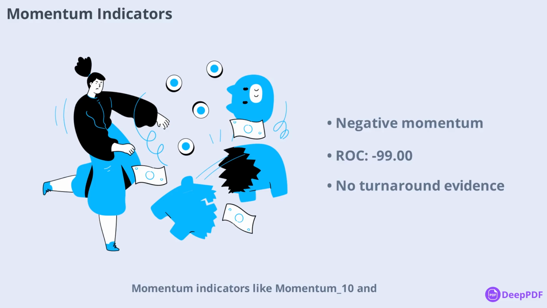Momentum indicators like Momentum 10 and Momentum 20 are both negative at -0.000099, and the rate of change, ROC 14, is a dramatic -99. These readings confirm that the stock has lost nearly all of its value over the measured period, and there's little evidence of a turnaround in the short term.